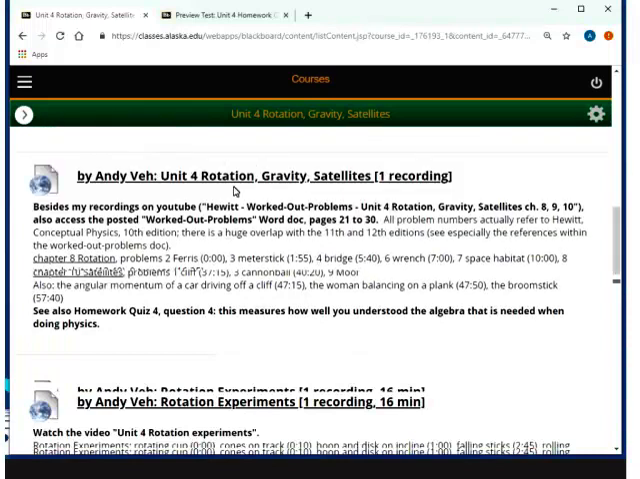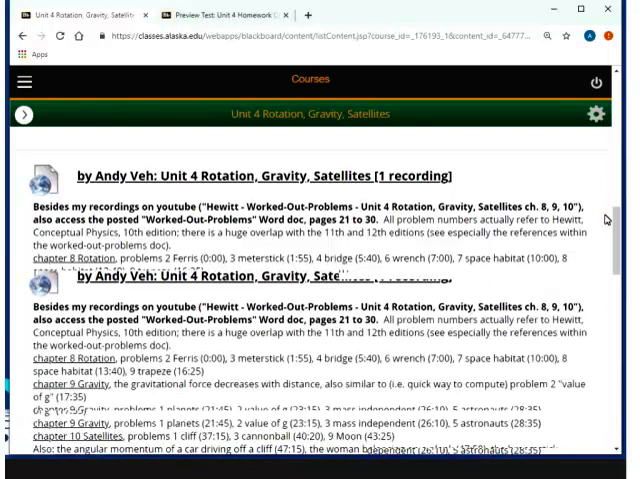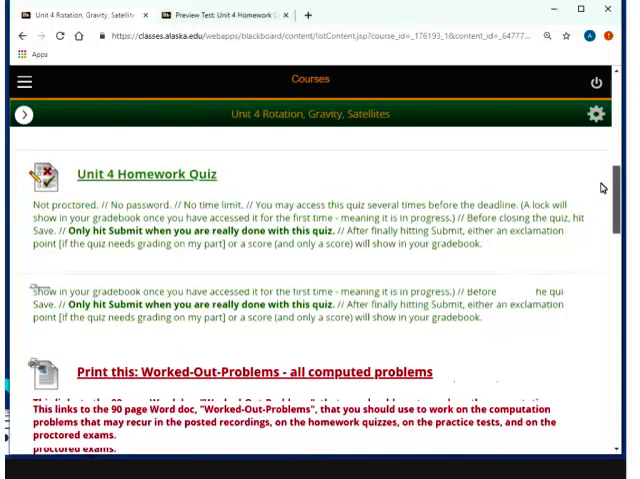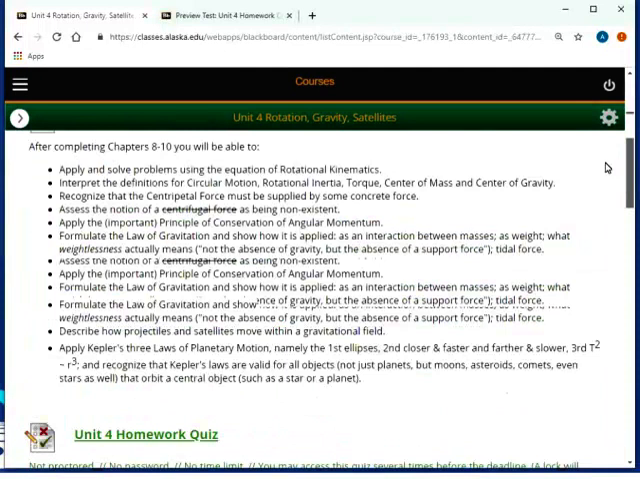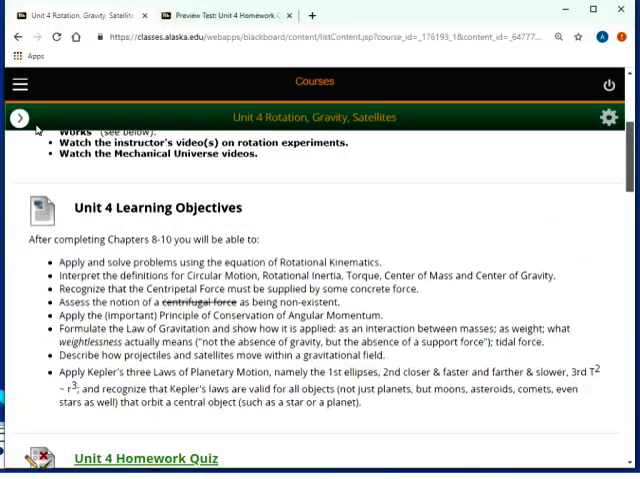And then here, watch my videos on how to do the computation problems, and these are the worked out problems. And that's, of course, what you're working on: the homework quiz, the learning objectives. All right, that's it for this recording.